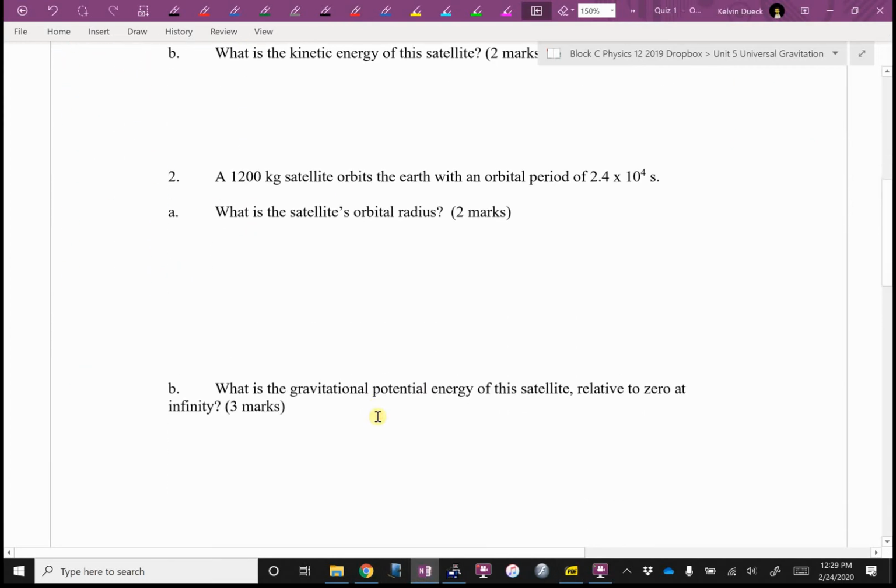Number 2, orbits. Gravity is what's pulling me in a circle. Big G, big M, little m over r squared equals m 4 pi squared r over t squared. How did I know to go with that? Because they gave me the period, so I'll use that version of acceleration. James, a little m still cancels. Does an r cancel?